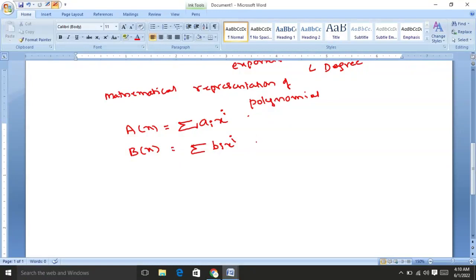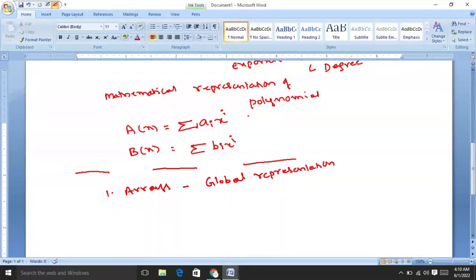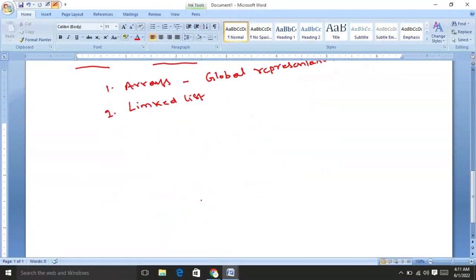And how are we going to represent the polynomials? To represent the polynomials, there are two possible ways. One, we use arrays. Generally, we represent the polynomials in arrays. This is also sometimes called the global representation of the polynomials. The second one, we represent the polynomials by using linked lists. So, first I would like to represent the polynomials by using arrays.